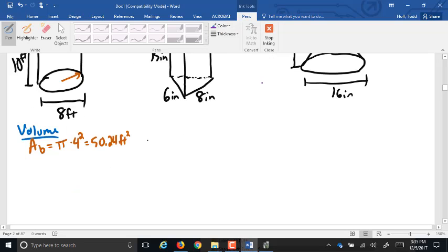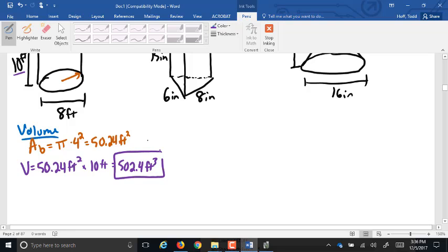So then the volume is that area of the base, 50.24 square feet, times the height of 10 feet, or 502.4 cubic feet.